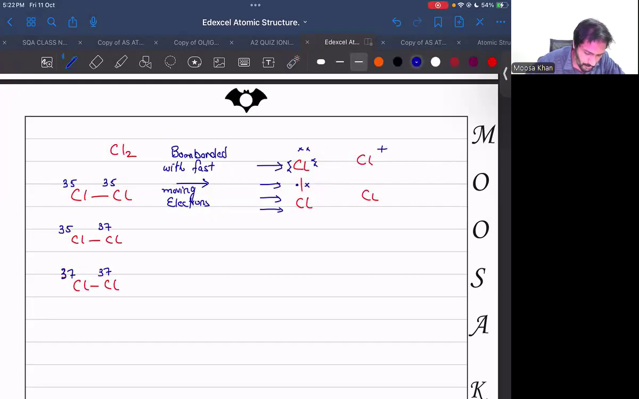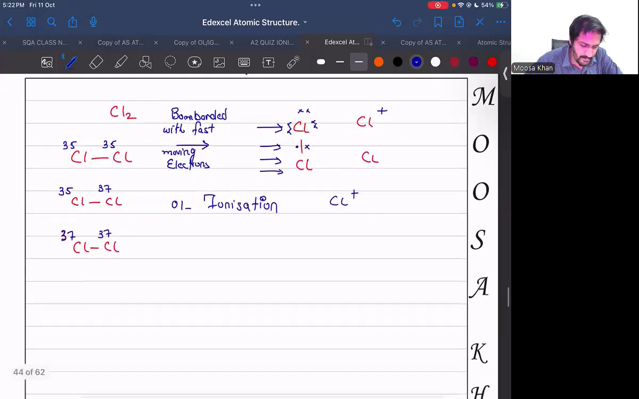So basically what we want to do in the mass spectrometer is that first we have to make anything that is being tested a positively charged ion. It may be any atom or any molecule. In the case of chlorine, it was a molecule. When the fast moving electron collides with a chlorine molecule, some of the chlorine molecules have their covalent bond broken and we get a positively charged chlorine ion. How many types of positively charged chlorine ion can be formed? We can have two types, one with the mass number 35 and one with the mass number 37, right?